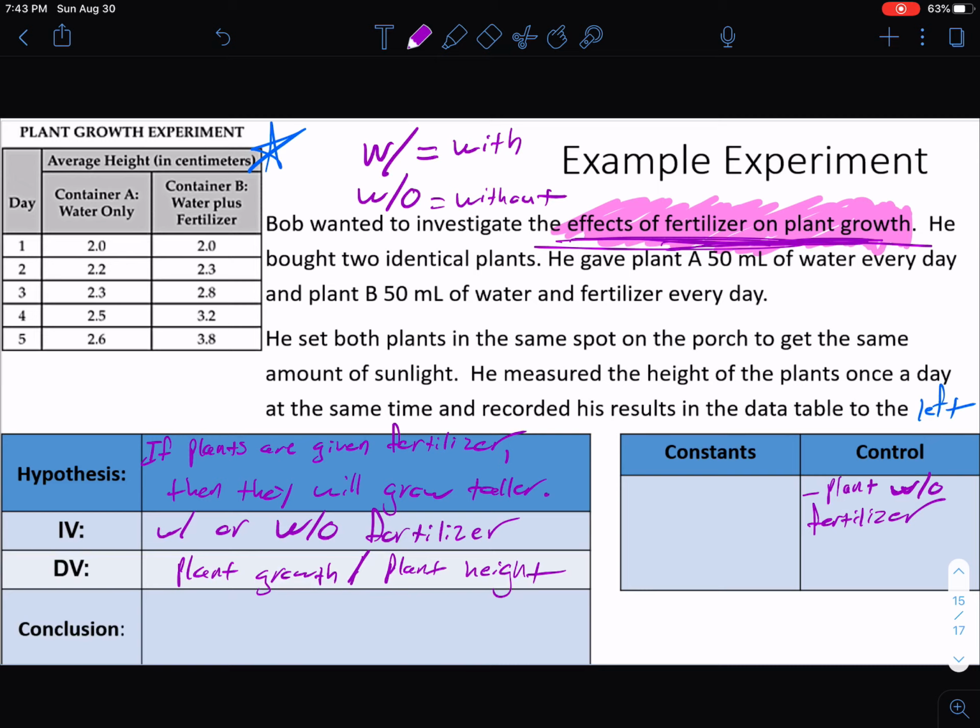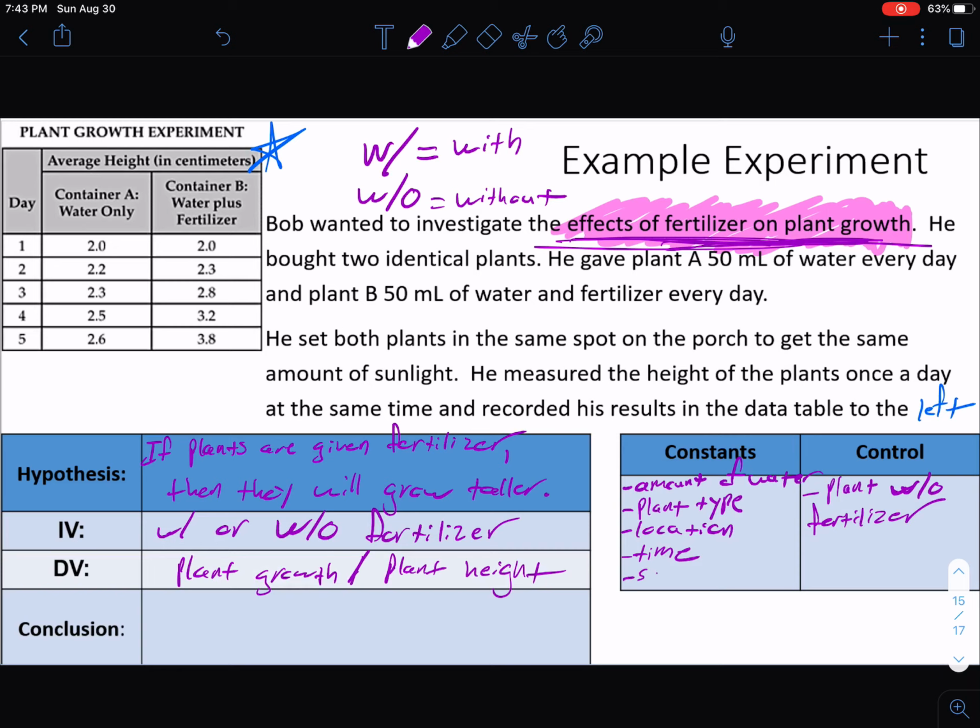You're comparing the effects of fertilizer to no fertilizer. Constants in this experiment were the amount of water. The constants were the plant type, the location that both plants were, the time that they were measured. So these are all different constants.